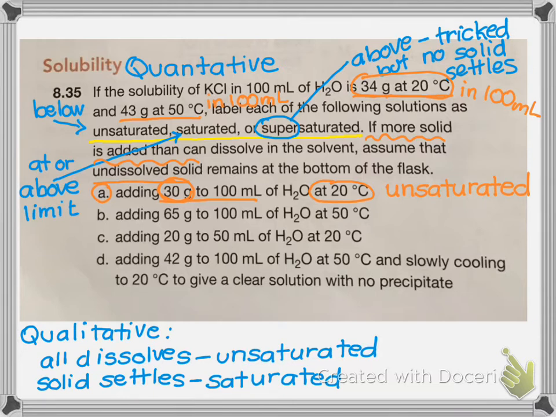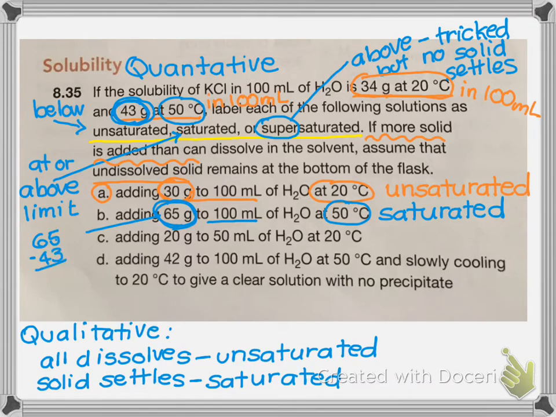Now the second one says we're going to add 65 grams. Again, they used 100 milliliters, but now I'm at 50. So I find up here at 50 degrees, I can go up to 43 grams. So if I add 65 grams in 100 milliliters, then I am above the limit, which is only 43. So that means this solution is saturated, and the remaining would settle to the bottom. If I took 65 minus 43, I would approximate that about 22 grams would be settled at the bottom of the container, about.